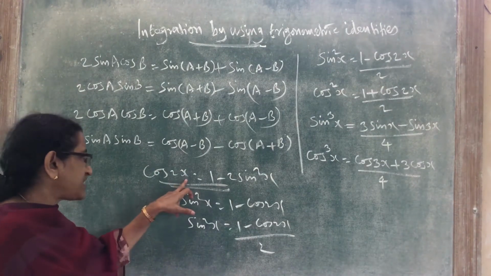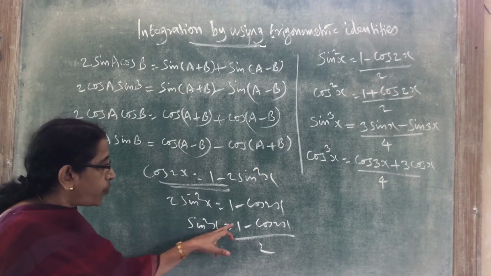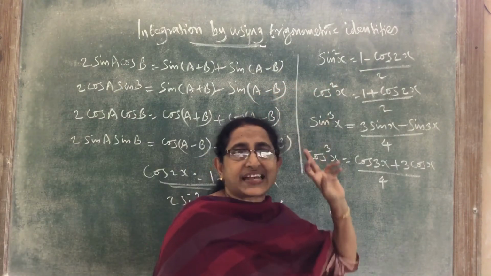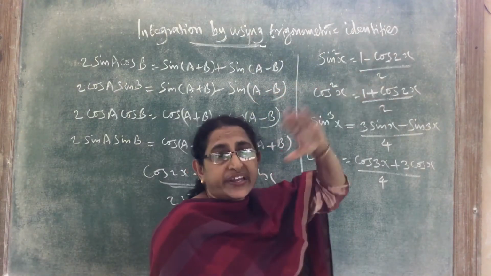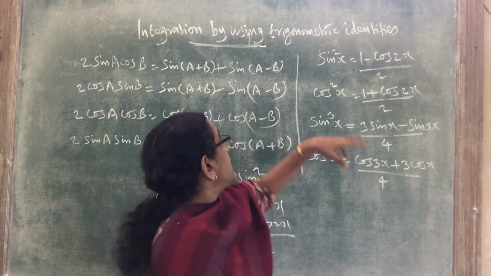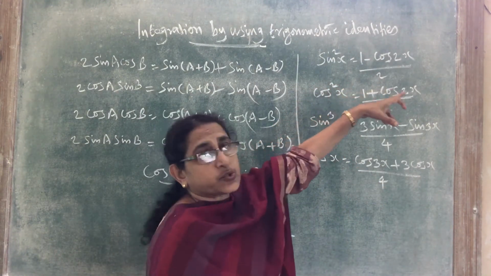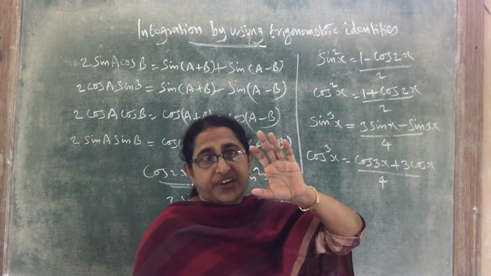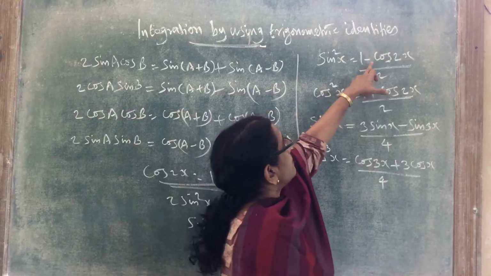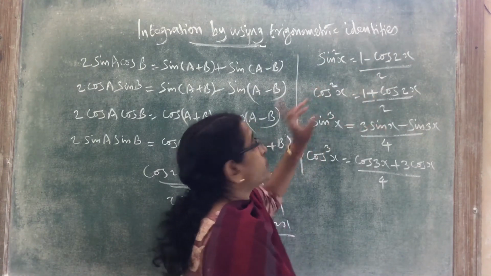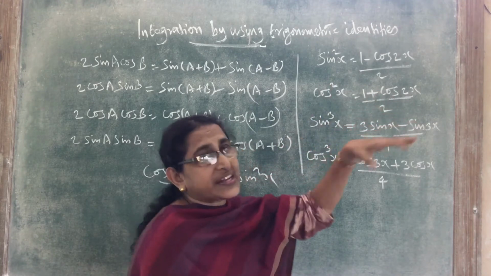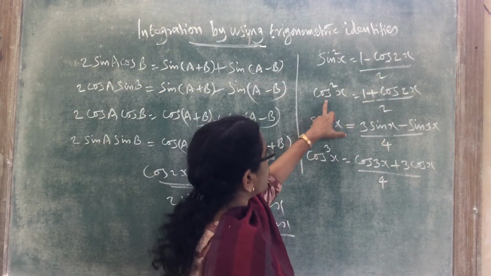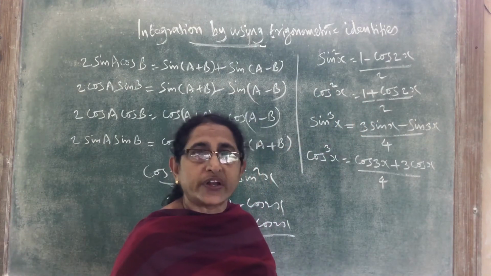So from this equation we get sin square x equal to 1 minus cos 2x whole divided by 2. Sin square x is 1 minus cos 2x whole divided by 2, and cos square x is 1 plus cos 2x whole divided by 2. Only a small difference, plus and minus. So 1 minus is for sin square x, plus is for cos square x.